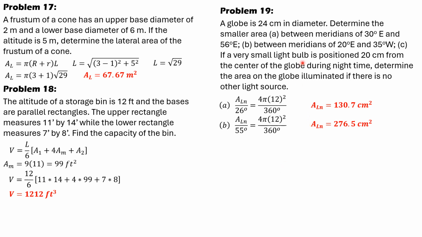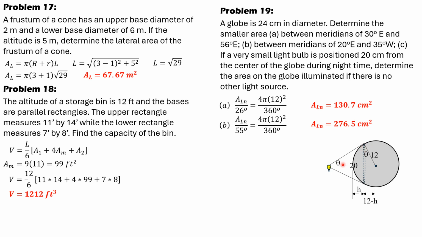Then in part C, the portion of the globe that is illuminated is the zone area. To help analyze the situation, let's have the figure here. This is the bulb, and the distance of the bulb from the center of the globe is 20 cm. The radius of the globe is 12, and this is the light tangent to the surface of the globe. So it means that this radius and that light ray are at 90 degrees.